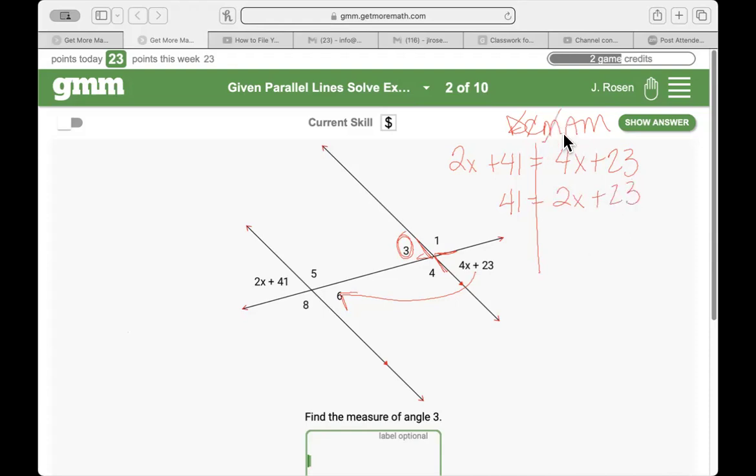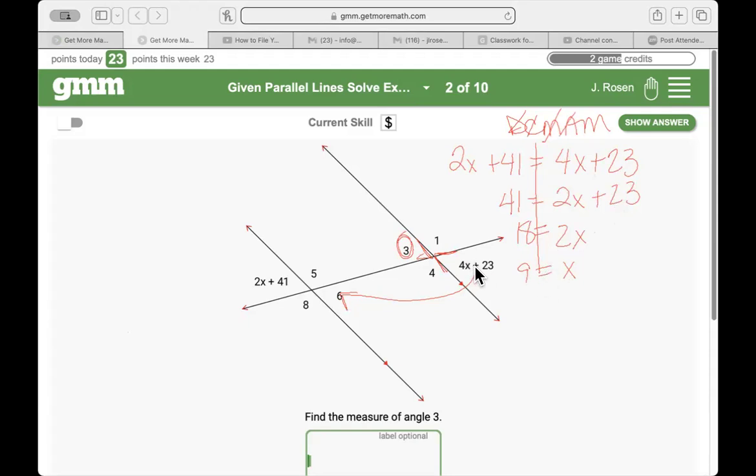And then we're going to have to get rid of the addition or subtraction. So we're going to subtract 23. So 41 minus 23 is 18. And then we're going to have to multiply or divide by the variable, which means we're going to divide by 2, which gets us x equals 9. Okay, notice I didn't put all the scratch work in. That's what you're going to start seeing in geometry. Okay, so x equals 9.